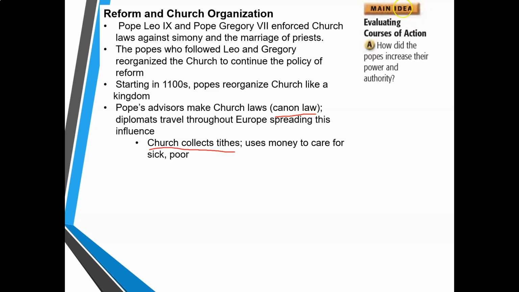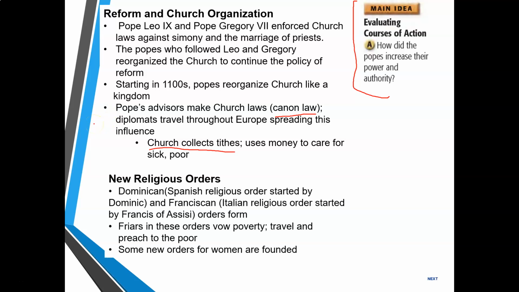So I want you guys to answer this question right here: how did the popes increase their power and authority? All right. Now, with the new reforms going in religious orders, we start to see new religious groups form in different areas. Now, not saying they're creating new religions, but they're creating new religious orders, right? So they're kind of based out of certain areas of Europe, right?